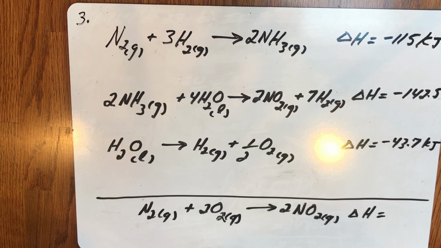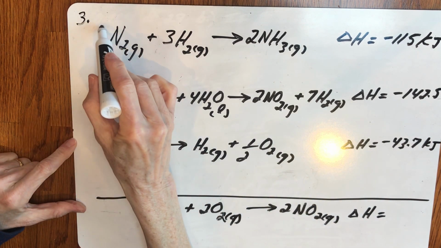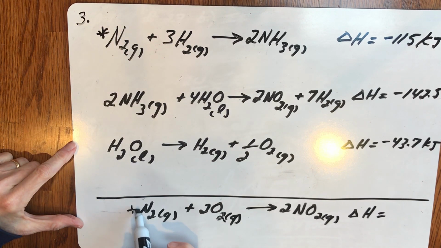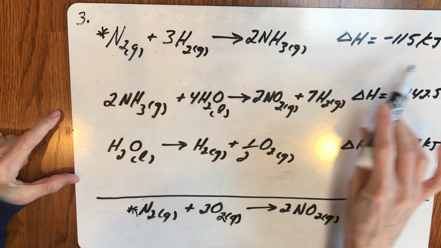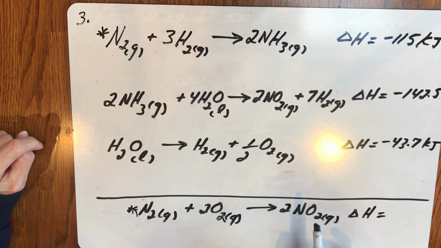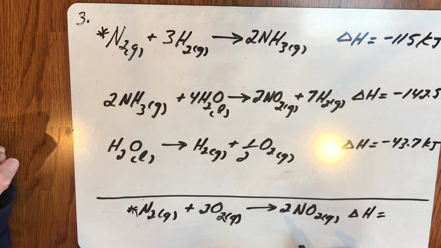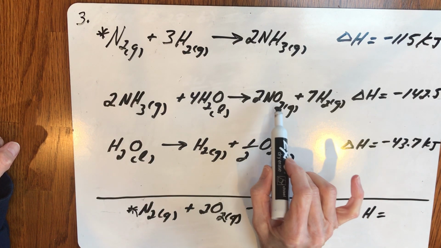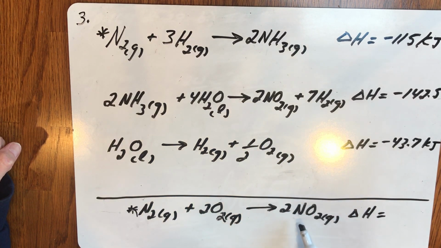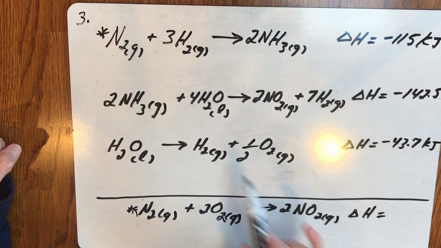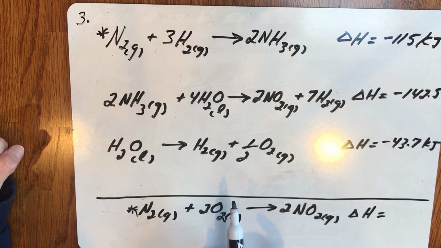So one of the first things I notice is that the only place I have N2 is in this first equation here, and it's in my final equation. So I know that that reaction is going to have to go in that same direction because that's the side of the equation that it's on. And then the other thing I notice that is significant is that this equation here has 2NO2 on the product, and here it is in my final. So I'm pretty sure that reaction isn't going to change at all either.